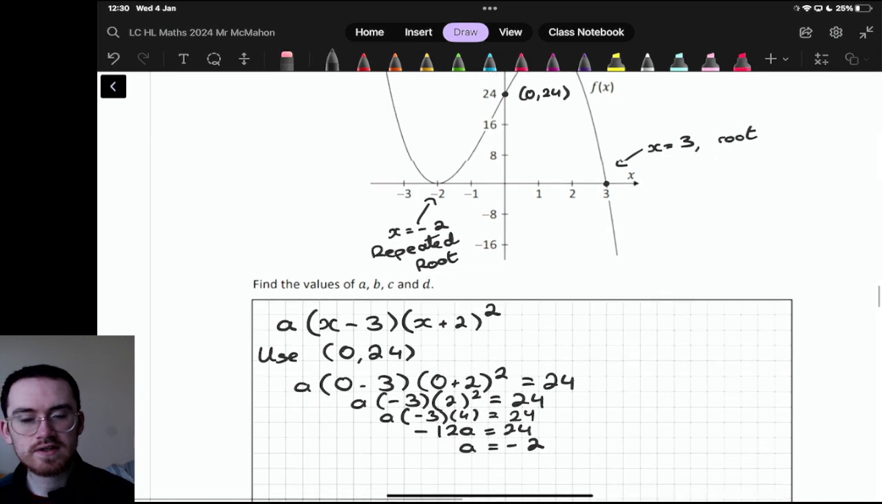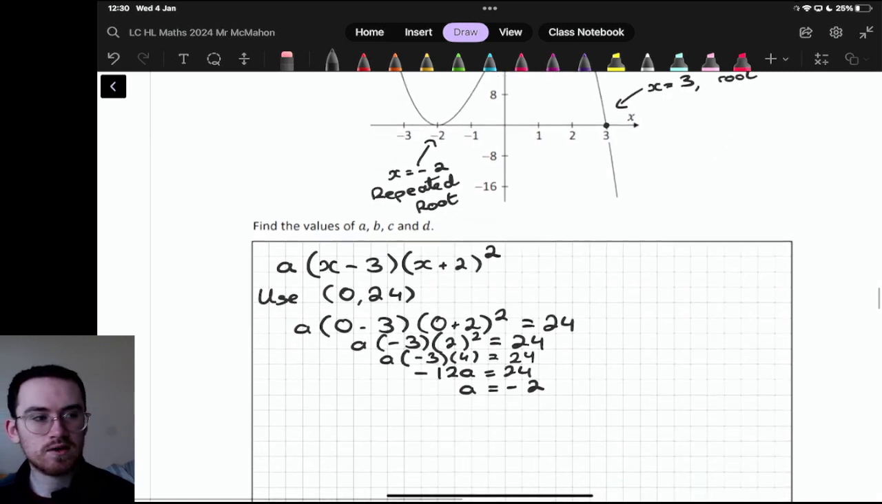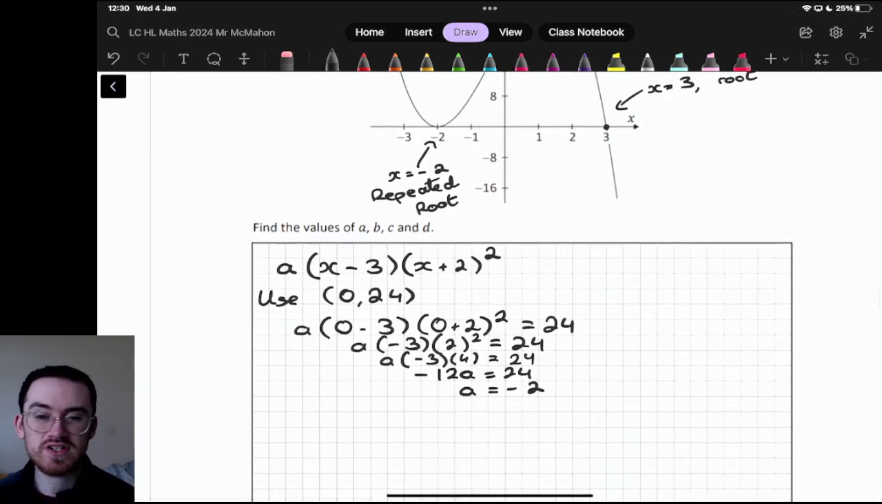Just being careful there that we don't mix that up with the a in the question. You might want to use a different letter. I think in the solutions I used a different letter. It doesn't really matter. You might want to just use a letter that's not in the question. But anyway, here it's the same thing. So a is minus 2.